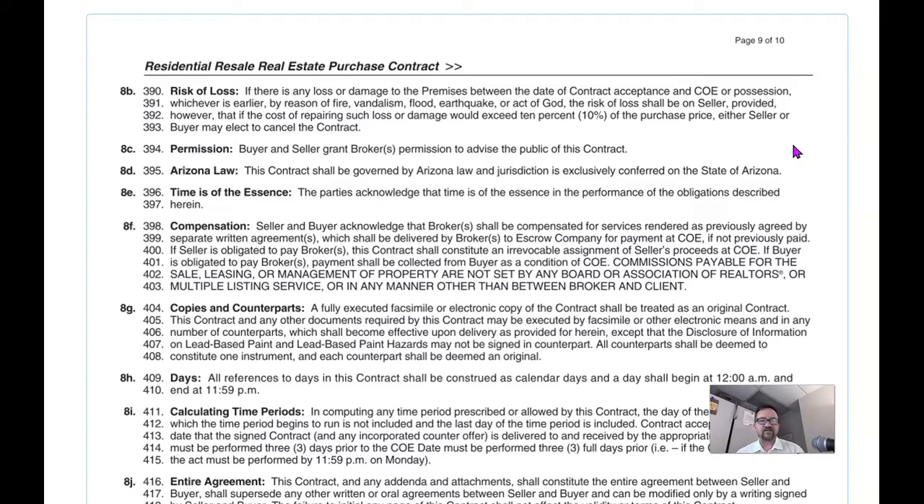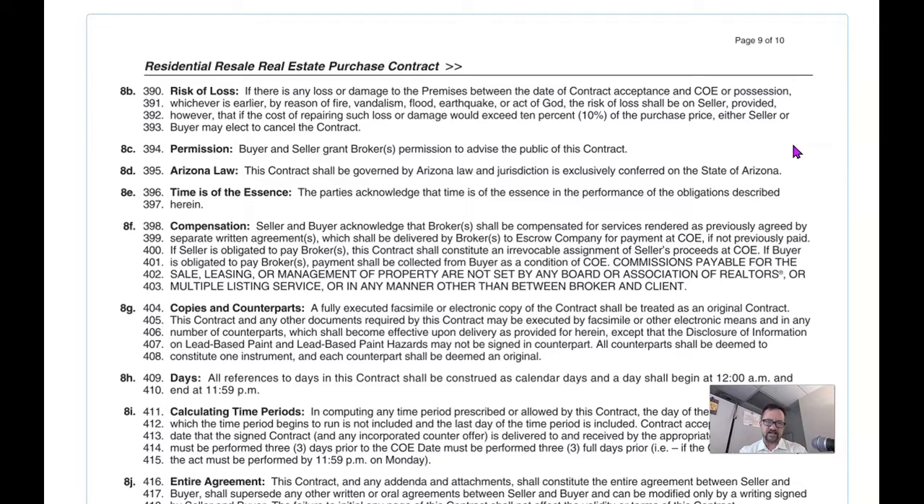All right, another line in here, time is of the essence. This is under 8E. This one right here, this is a legal term. It doesn't sound like a legal term, but it is a legal term. It's that the parties are acknowledging that time is of the essence in the performance of the obligations described therein. So by signing the contract, you're acknowledging that time is of the essence, and that means that you can be held responsible if you decide not to do what you were supposed to do contractually. So that's a little stick right there in the contract.